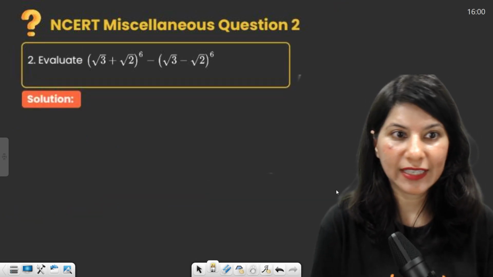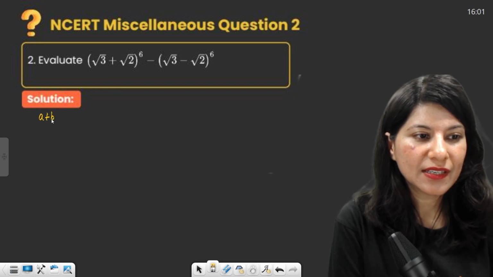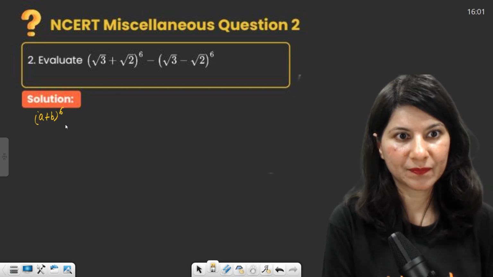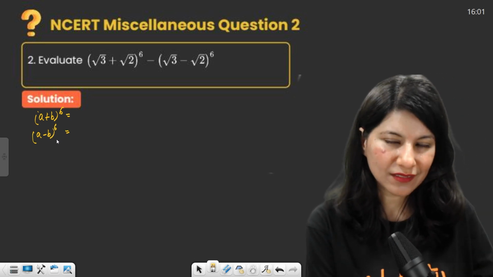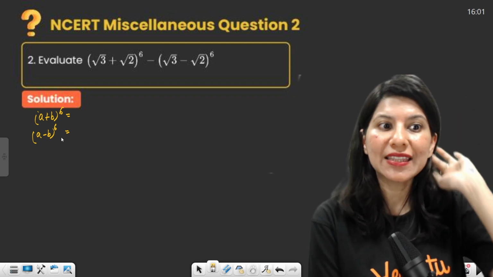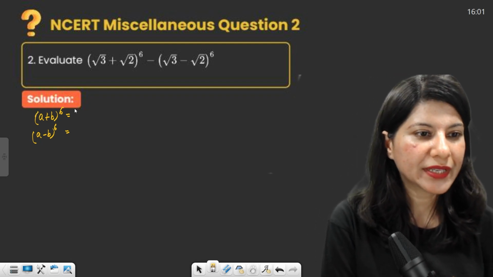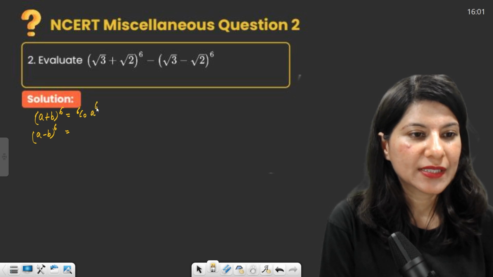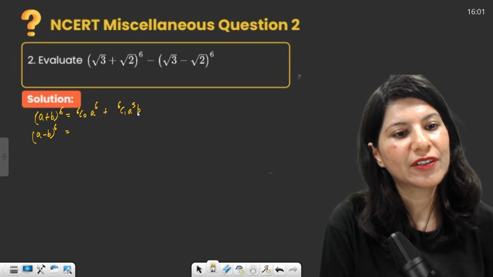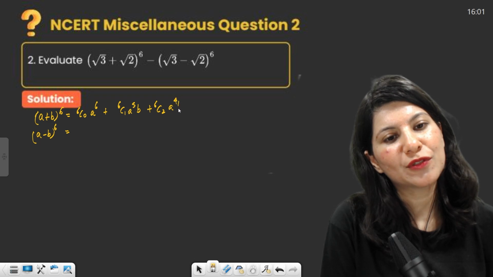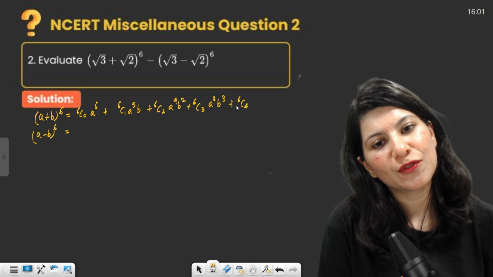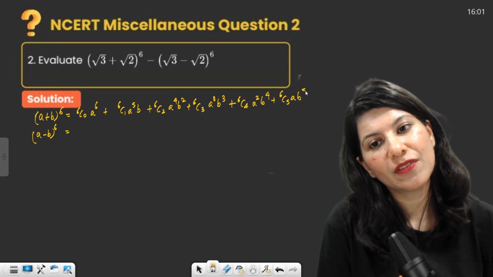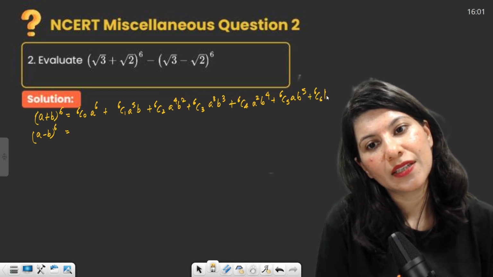All right. Now, (a plus b) raised to power 6 and (a minus b) raised to power 6. Let's expand these two first, just like in the previous exercise, and then evaluate. So this is 6C0 a raised to power 6, plus 6C1 a raised to power 5 b, plus 6C2 a raised to power 4 b squared, plus 6C3 a cubed b cubed, plus 6C4 a squared b to power 4, plus 6C5 a b to power 5, plus 6C6 b raised to power 6.